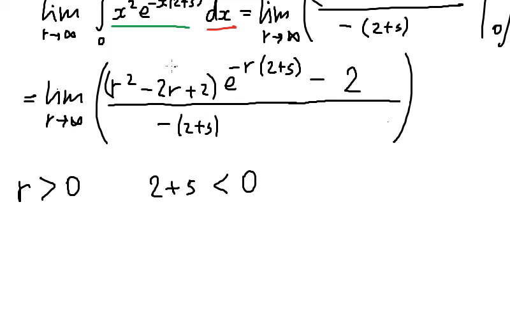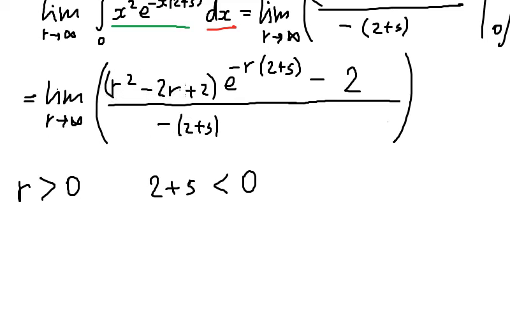So what about this part here? Again, the limit of this part will be infinity. There's an r squared there, minus 2r as well, but r squared goes to infinity faster than minus 2r goes to negative infinity, so altogether the result will still be infinity.